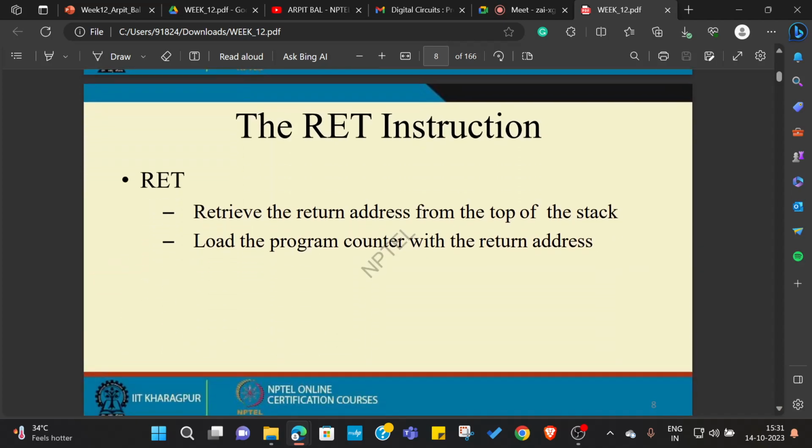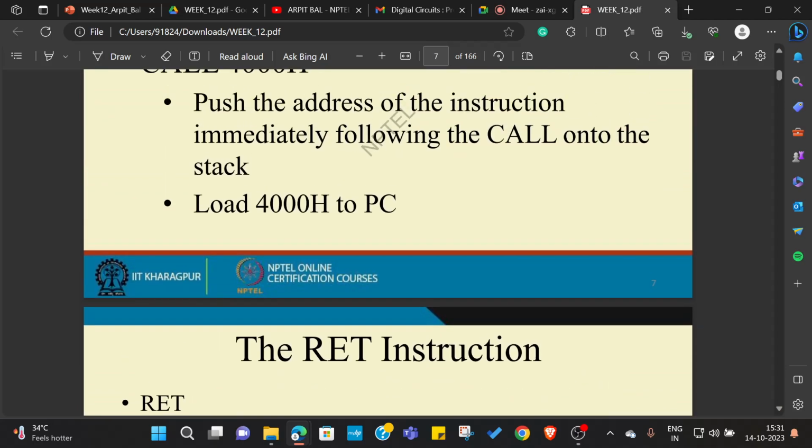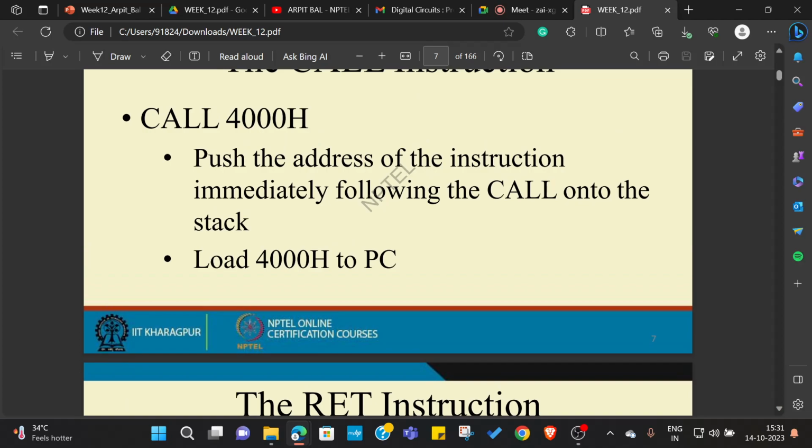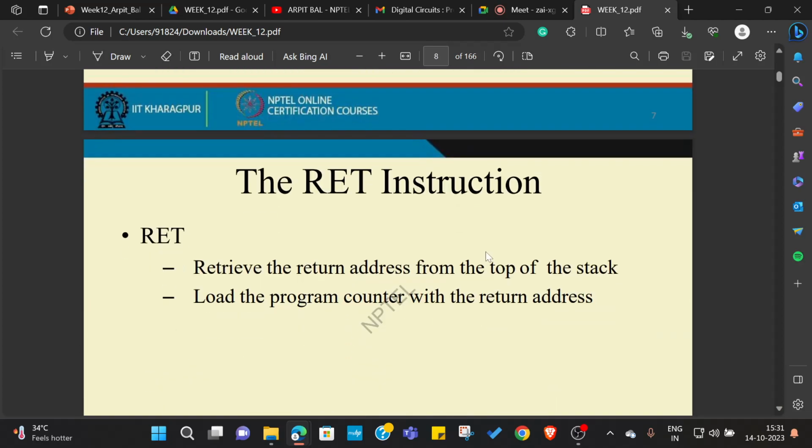Okay, and then when the return instruction is executed, the return address from the top of the stack, which was the address next to the call instruction, will be retrieved. Okay, and the program counter will be loaded with the return address.